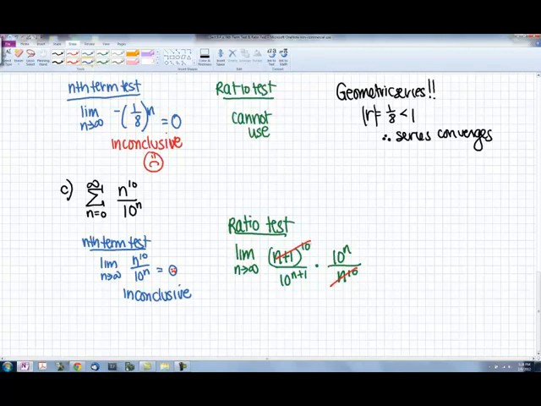Now look at what else you have left. 10 to the n and 10 to the n plus 1. You're going to leave yourself with the 10. So this limit equals 1/10. So the limit is 1/10. It's less than 1. Therefore, our series converges.